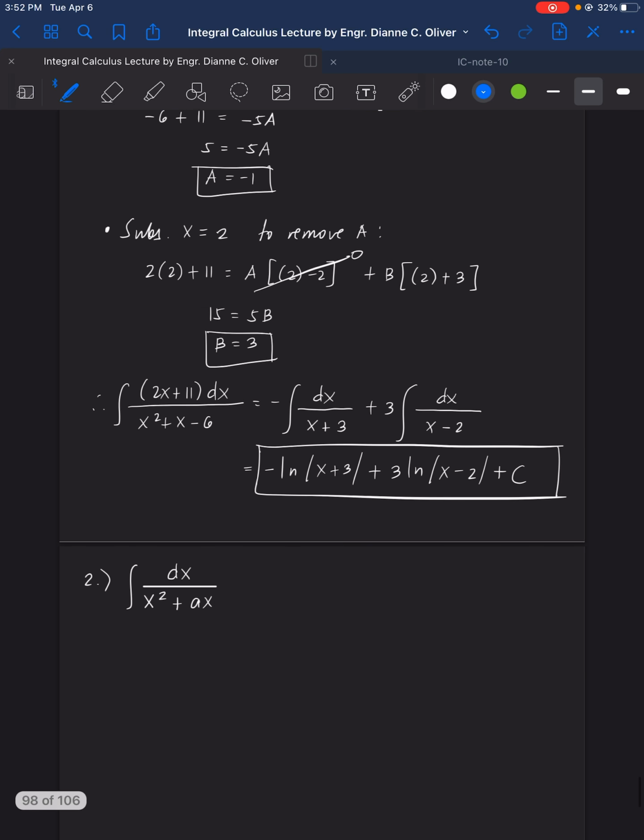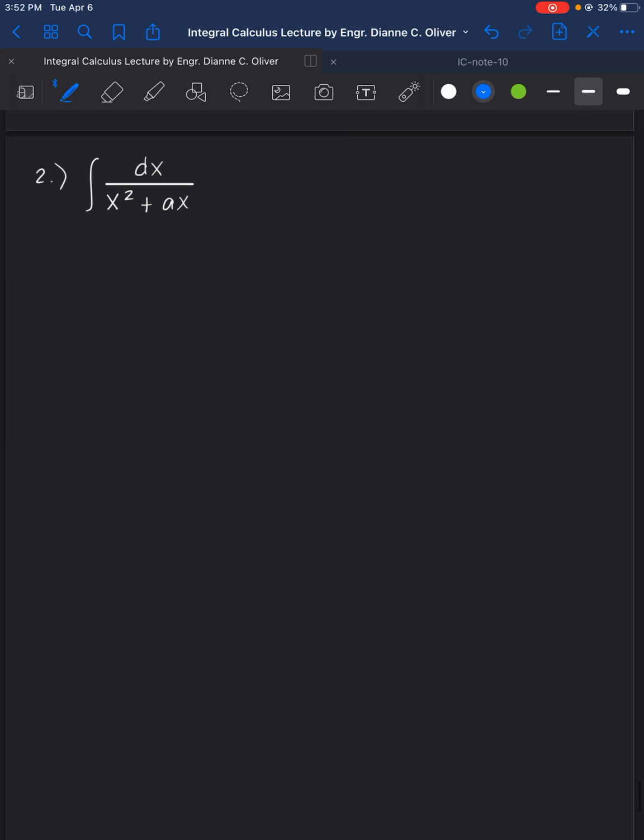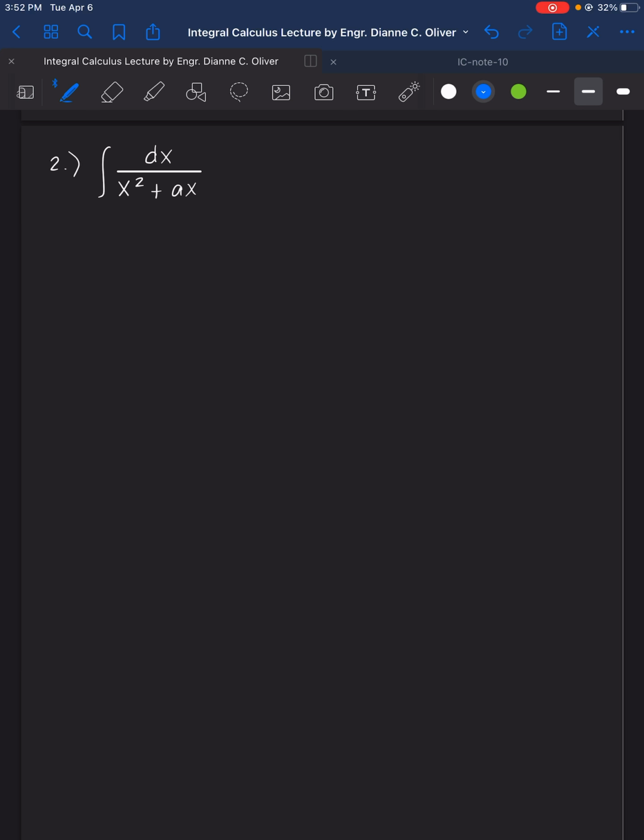Now for number 2, we have here the integral of dx over x squared plus ax. It's obvious that a here is constant.